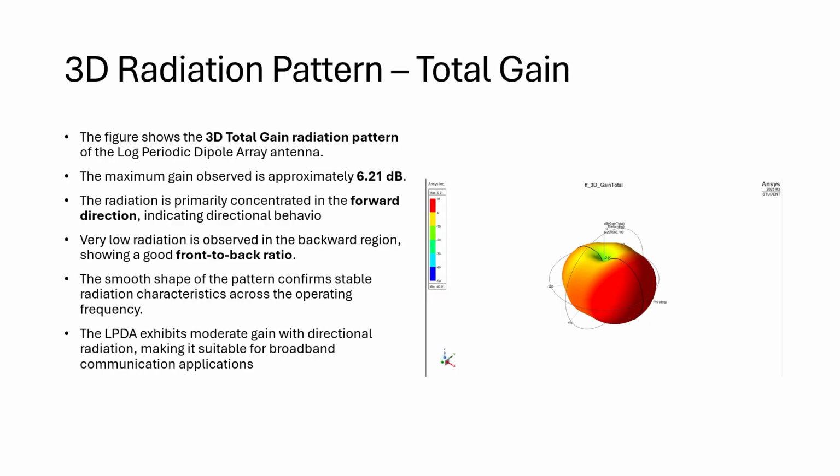The next parameter we are going to discuss is the 3D radiation pattern, total gain. The 3D total gain plot shows directional radiation with a maximum gain of approximately 6.2 dB. Radiation is concentrated mainly in the forward direction. Very little radiation is observed in the backward direction, indicating a good front to back ratio.